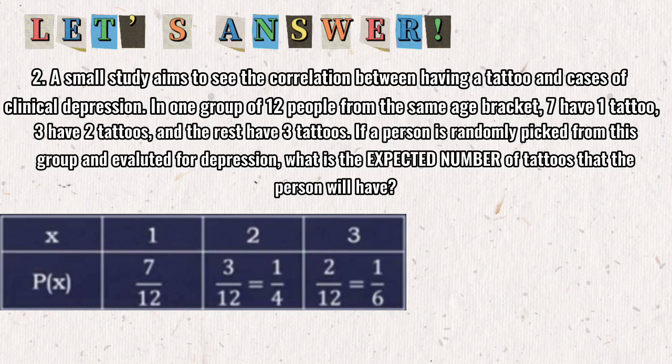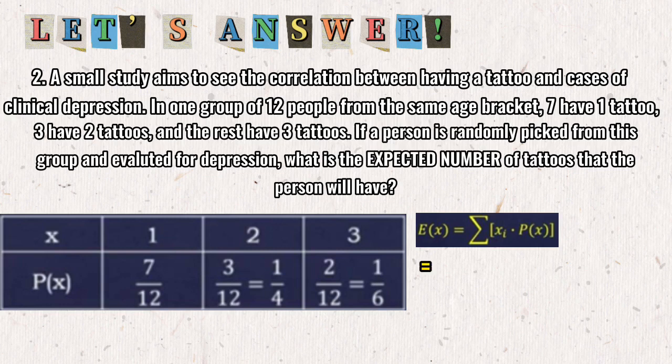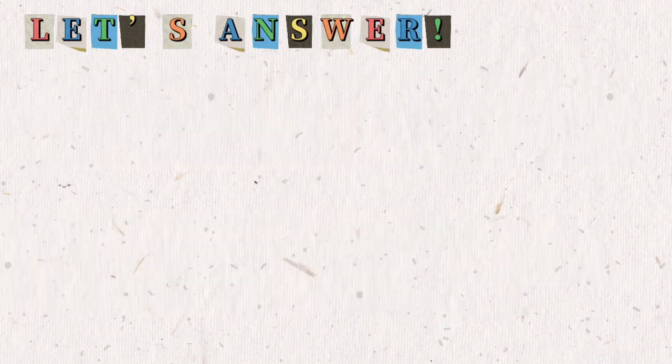So, what we are looking for is the expected value or the mean value. Now, we are going to use this formula. If we are looking for the expected value, we use the capital E. So, we substitute 1 times 7 over 12 plus 2 times 1/4 plus 3 times 1 over 6. The answer is 19 over 12, or equivalent to 1.58. So, now let's go to the last problem.